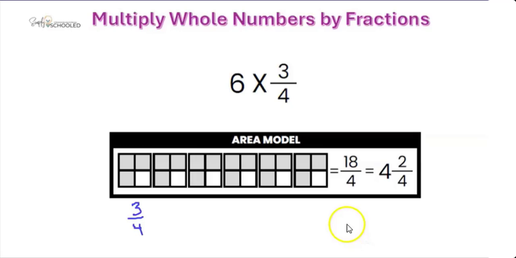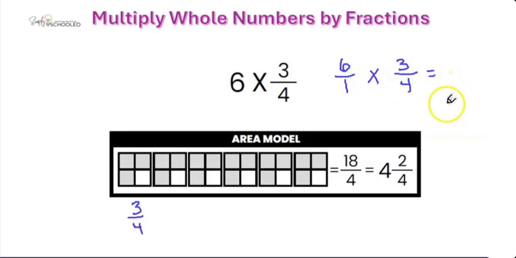You can't always draw pictures, or when we multiply, it's a fast way of adding, so we don't want to have to revert to adding. So if we have 6 times 3/4, what we're going to do is change the whole number to a fraction. Any whole number that you put over 1 remains the same. 6/1 is equivalent to 6. And we're going to multiply that by 3/4.